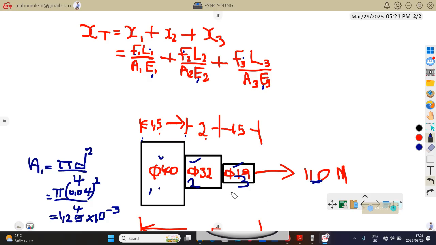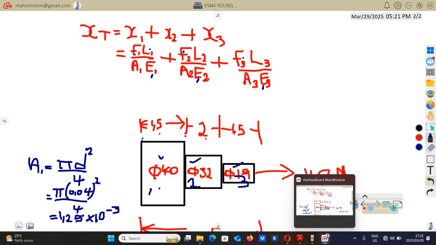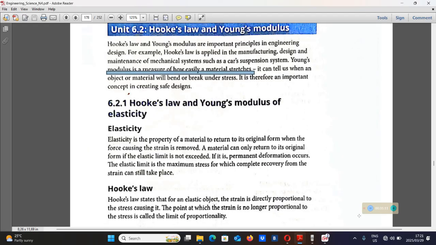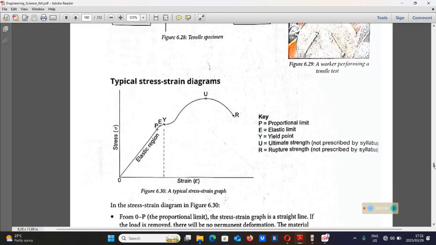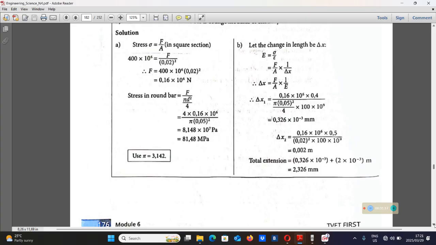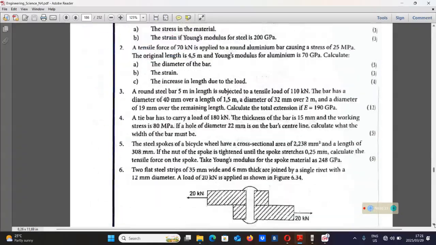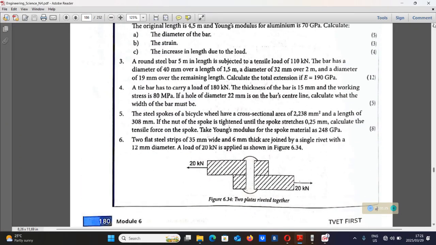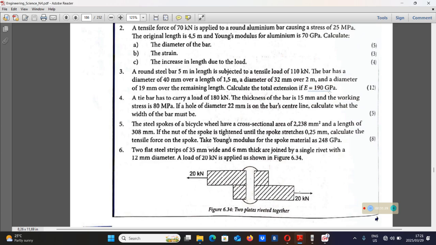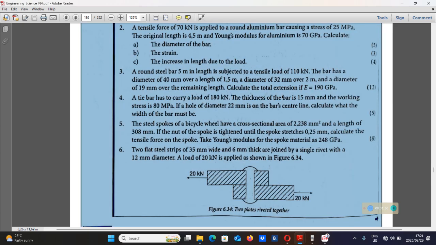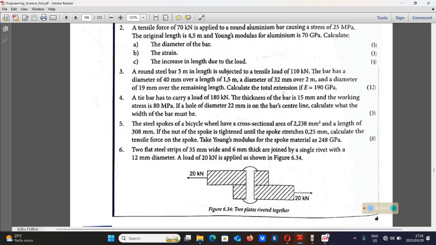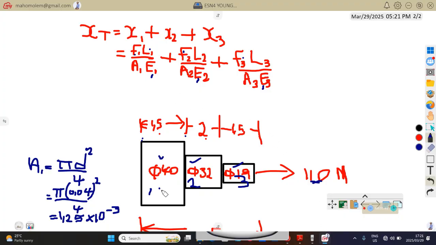Sometimes they might not tell you that we have the same material, but if from the question they just give you one value of E, then you must know that you have one material. If they give you two values of E, then we have two types of material. Like here, they only give us one value of E, so we're going to have only one material. If we have one material throughout, those E's will be the same.